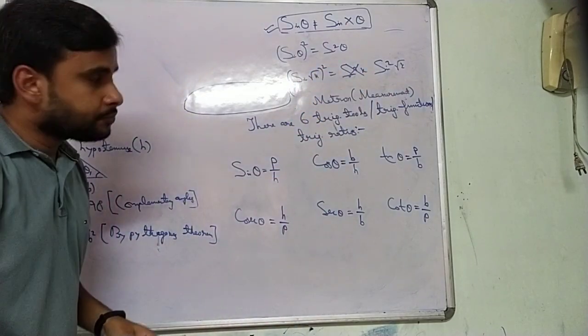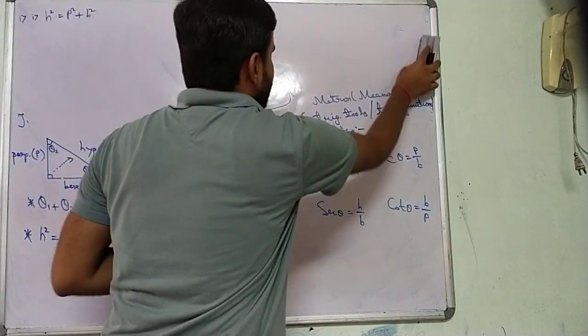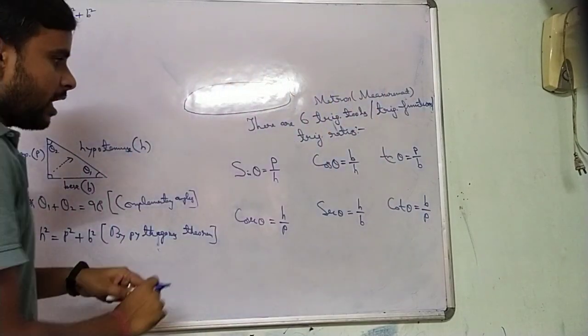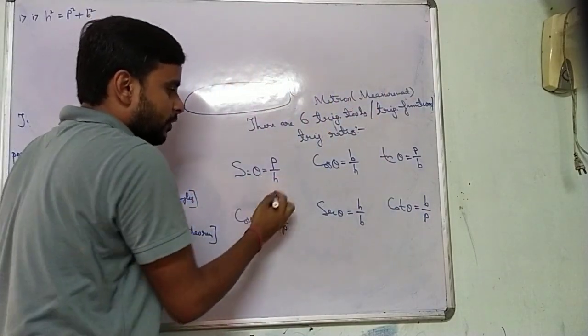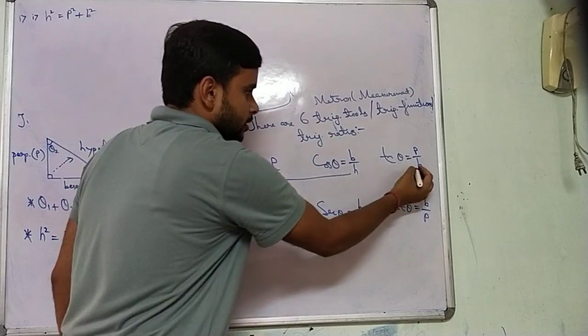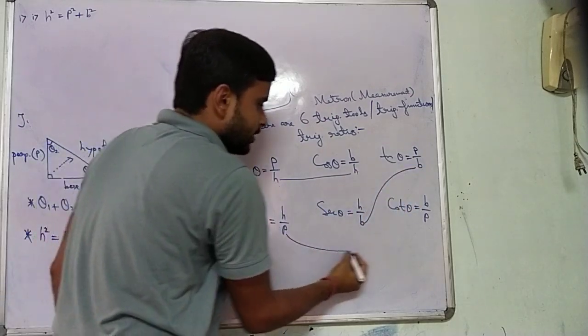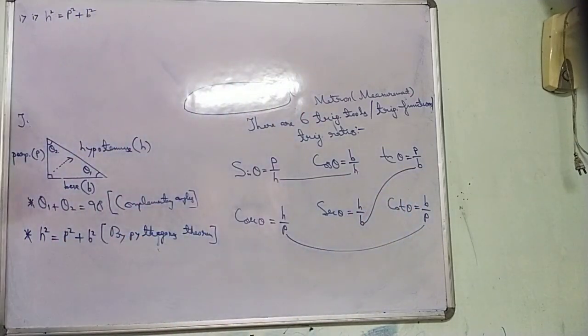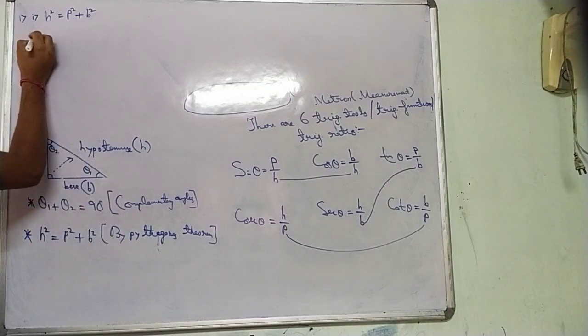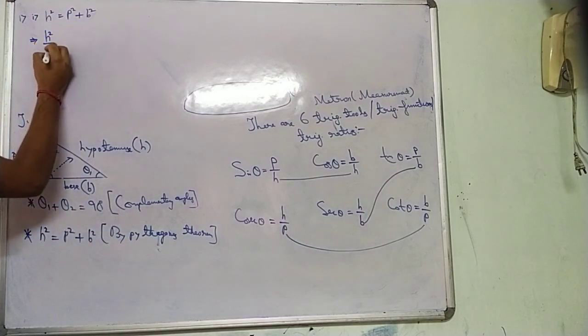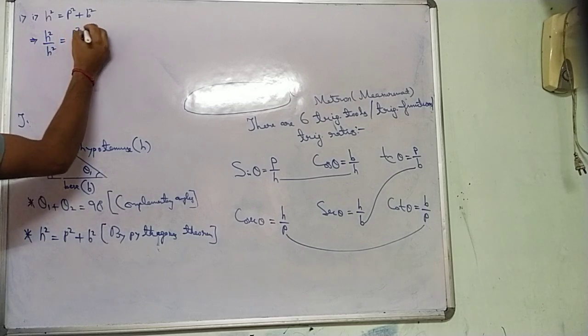Fine. Now, let us come to the derivation part. Out of these six functions, we find that sine and cos, tan and sec, cosec and cot have the same denominator. What I am doing initially is dividing the left hand side and right hand side both by h square first.